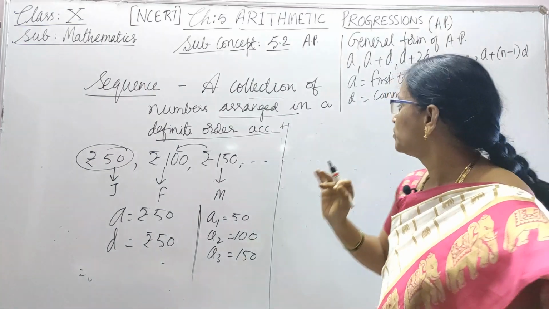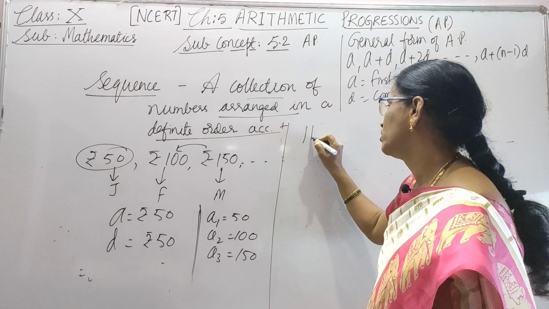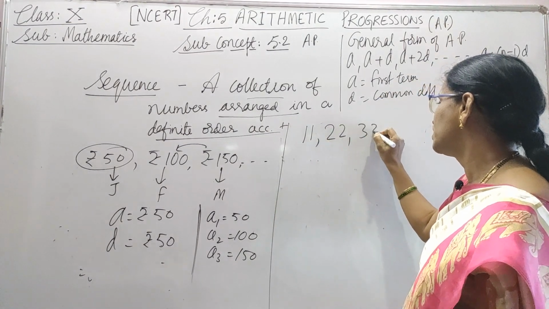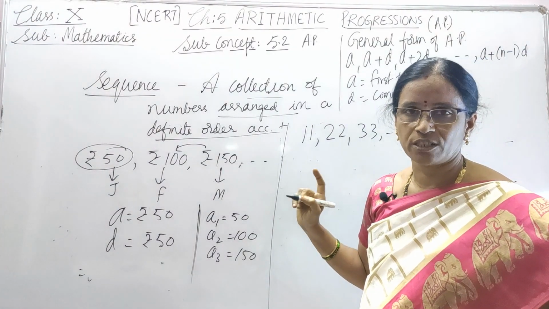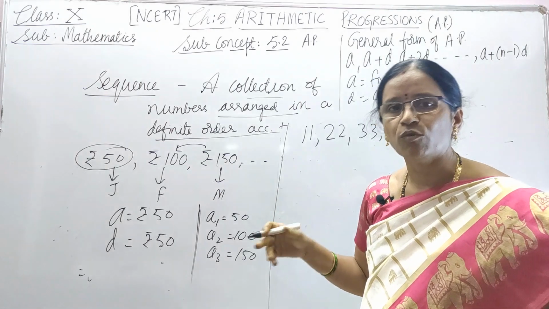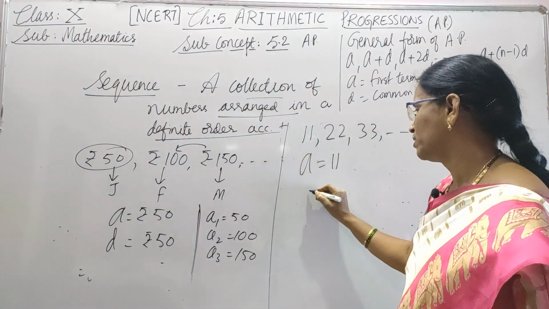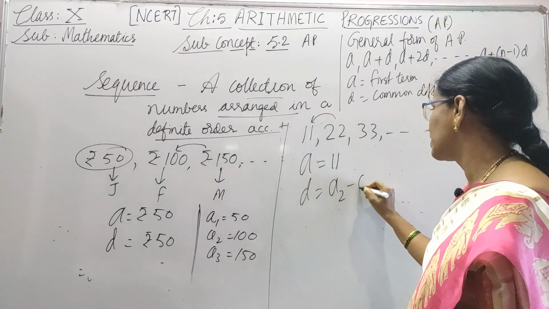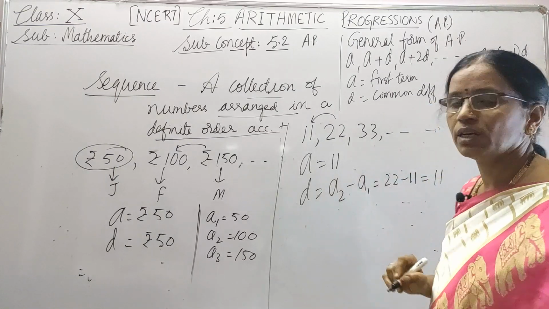Now I'll say this is an arithmetic progression. Say for example, 11 2s are 22, 11 3s are 33. This is an arithmetic progression. What is the first term? What is the common difference? The first term is 11. The common difference is what? A2 minus A1, that is 22 minus 11, that is also 11.